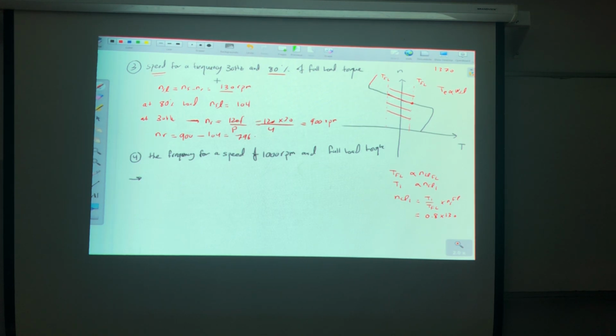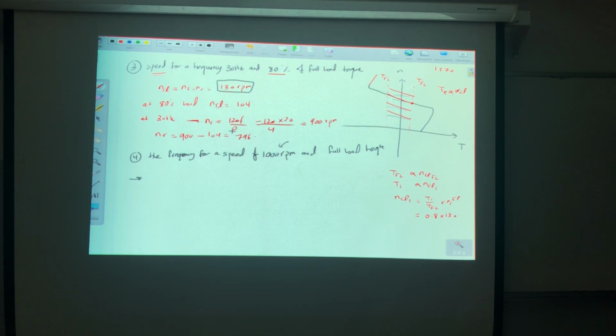So the drop speed are the same. Why? Because those are parallel lines, the same drop, the same drop. So I'm having the drop. If I add it to this one, I will get the synchronous. Then I will plug it and play here, sir.